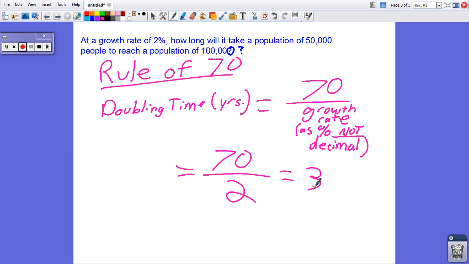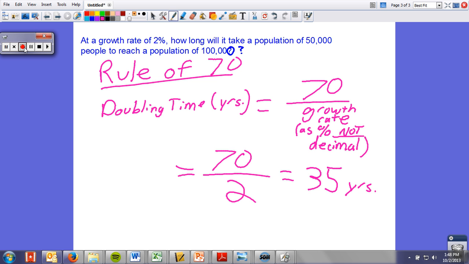So that means what? 35 years. What happens in 35 years? The population doubles. It's an awesome rule. So 70 divided by the growth rate as a percent is how many years it'll take for that population to double. You can't beat that rule. It's like the 10% rule.